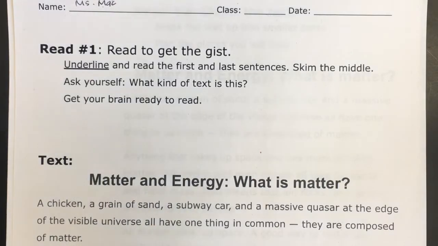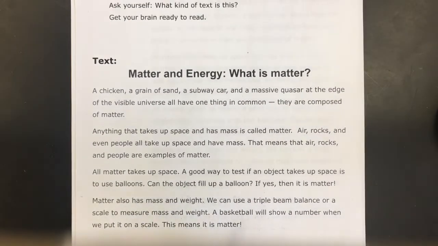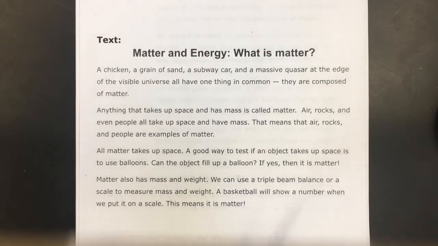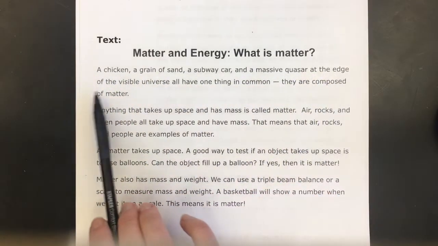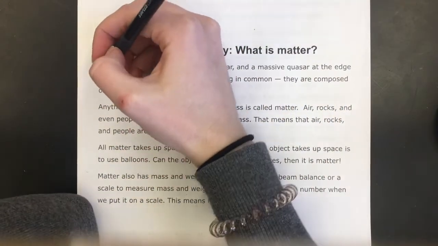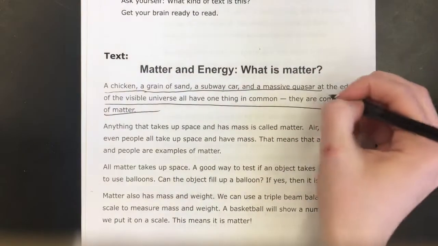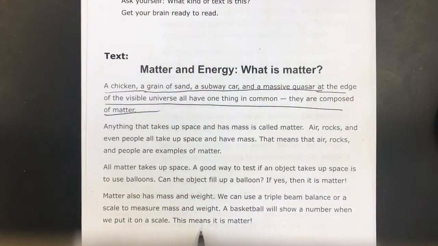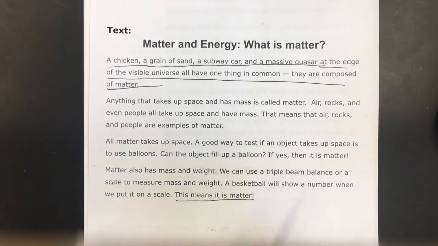Okay, let's start with the first thing. Underline and read the first and last sentences. So we have the text right here. Zoom back out. So, matter and energy. What is matter? We're going to read the first and last sentences. A chicken, a grain of sand, a subway car, and a massive quasar at the edge of the visible universe all have one thing in common. They're composed of matter. And I'm going to underline that whole sentence. And this is a really short text. And then I'm going to jump to the end. The end says, this means it is matter. Underline that. Okay. So now I have my first and last sentences.